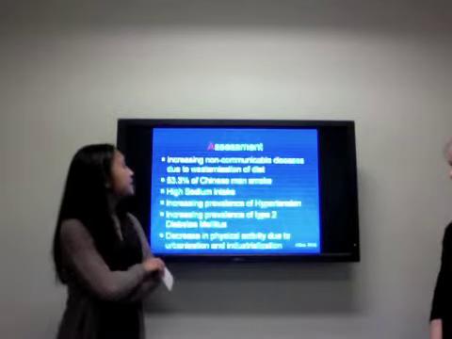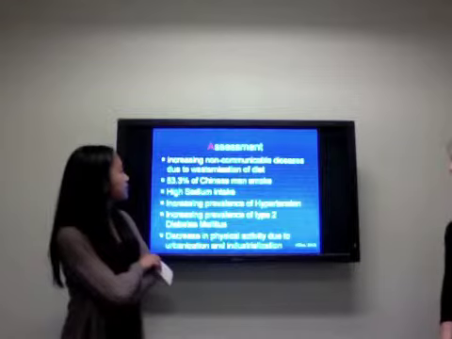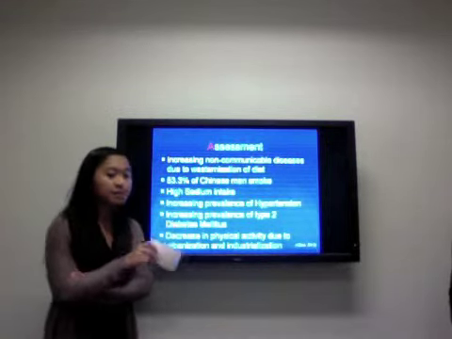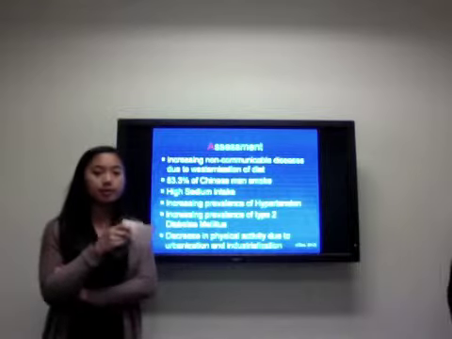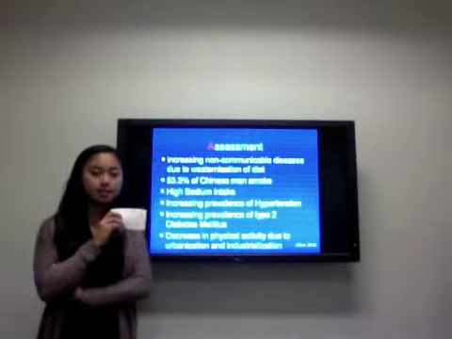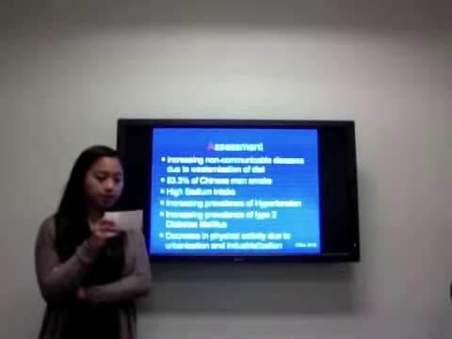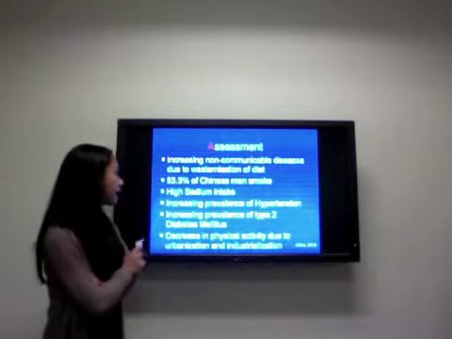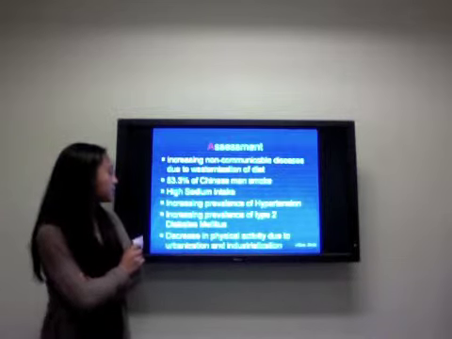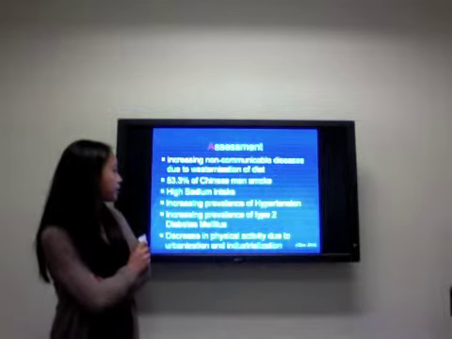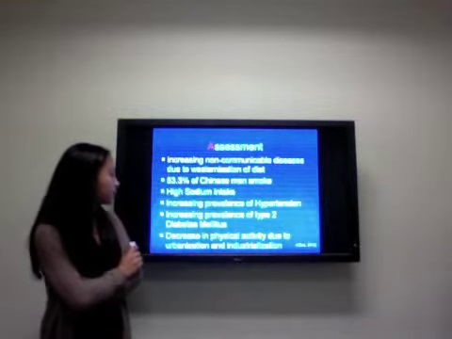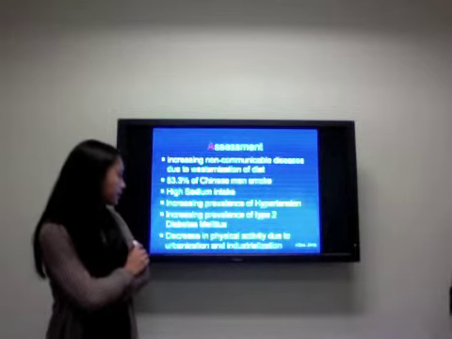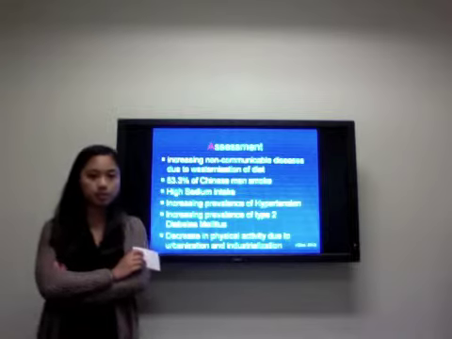So, the increasing non-communicable diseases are due to the westernization of the diet. 75% of total deaths in China are from cerebrovascular disease, cancers, chronic respiratory disease, and heart disease. One of the main reasons is the high sodium intake and the increasing prevalence of hypertension, the increasing prevalence of type 2 diabetes, and the decrease in physical activity due to urbanization and industrialization.